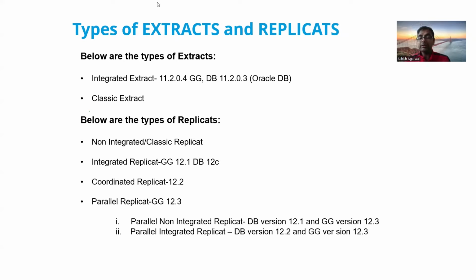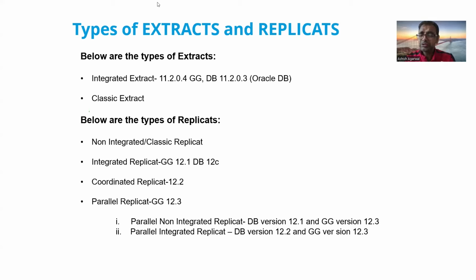Coordinated replicat was introduced in 12.3, and the latest version of replicat, which has been introduced recently, is in GoldenGate version 12.3. So there are two types of replicats available in parallel replicat. One is parallel non-integrated replicat, and the second is parallel integrated replicat. Parallel non-integrated replicat is available from database version 12.1 and GoldenGate version 12.3. Parallel integrated replicat is available from database version 12.2 and GoldenGate version 12.3.